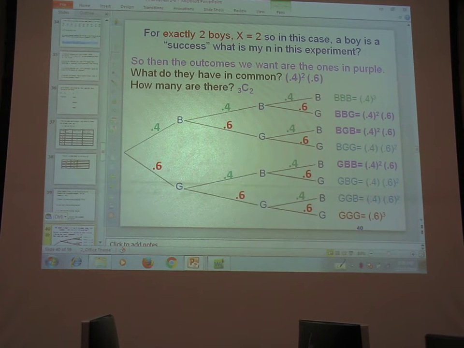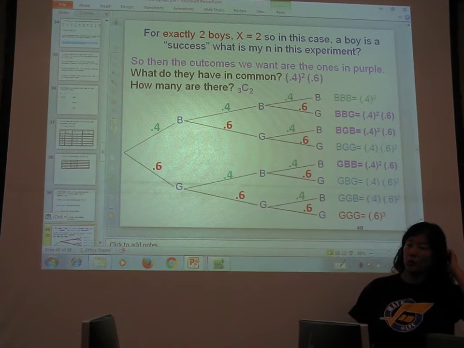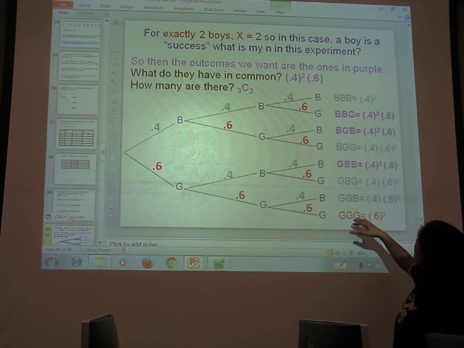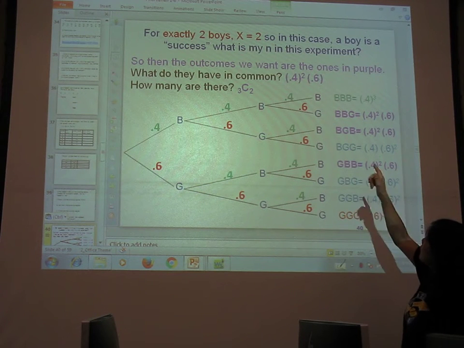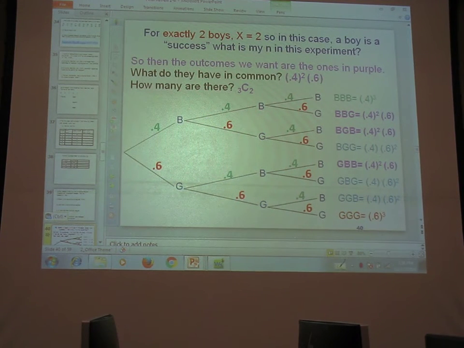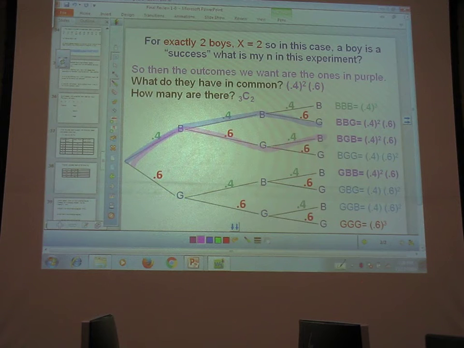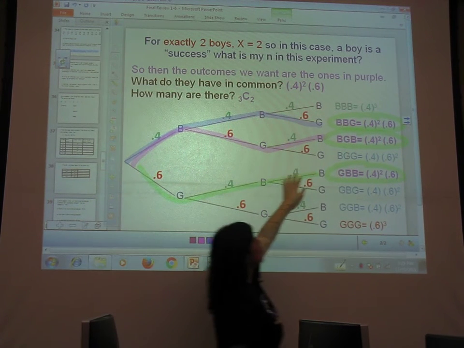So here, this is just a reminder about the whole binomial stuff. Do you guys remember binomials? If I wanted the probability of getting exactly 2 boys, I could do it by doing boy, boy, girl, or I could do boy, girl, boy, or I can get there by going girl, boy, boy. So there are 3 different ways of getting exactly 2 boys. However, they all have something in common: they all have 2 boys.